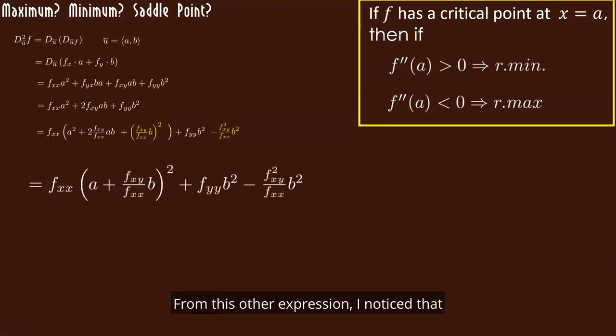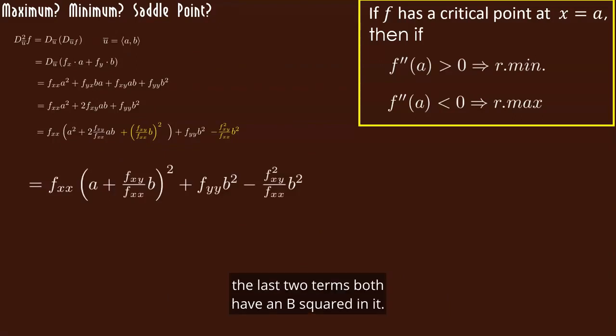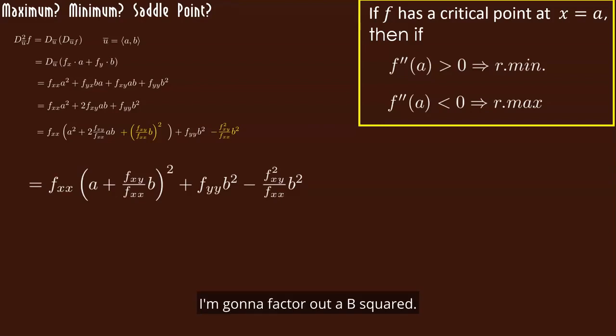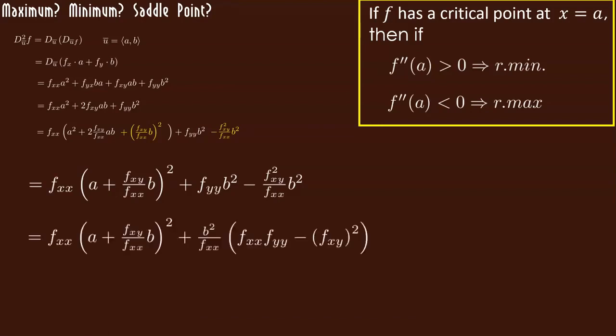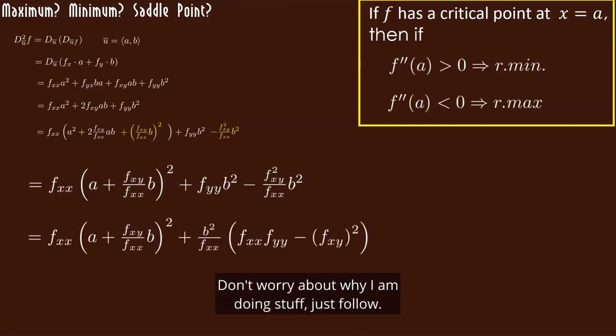From this other expression, I noticed that the last two terms both have a b squared in it. I'm going to factor out a b squared, and I'm going to factor out a 1 over f sub xx. So what I have looks like this. Why am I doing this? Because I feel like it. I'm doing a proof. Don't worry about why I'm doing stuff.